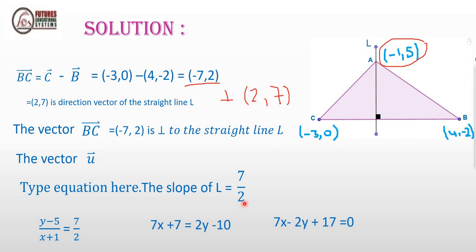So we have the slope and a point lying on the straight line, which is (negative 1, 5). Point and slope, or point and direction vector. So we can get the equation: y minus y1 over x minus x1 equals slope. Cross multiplication, we get the equation and put it in the general form.